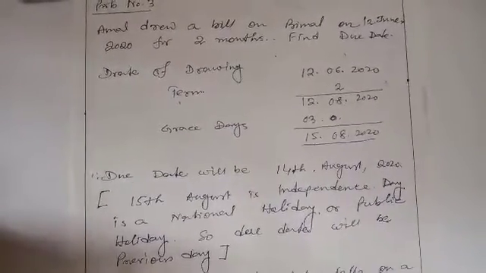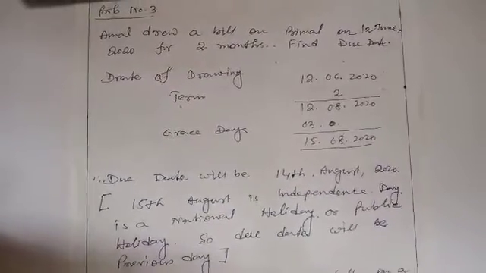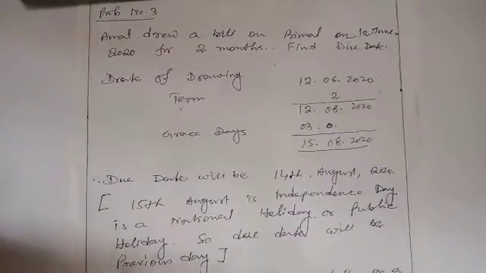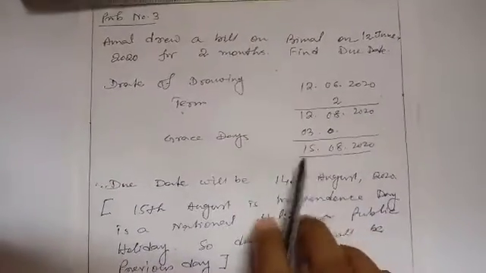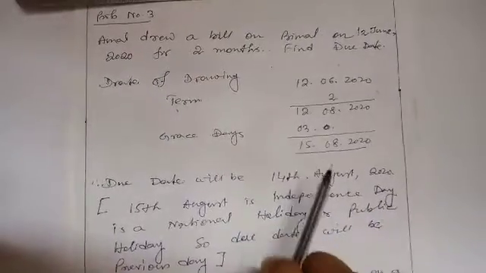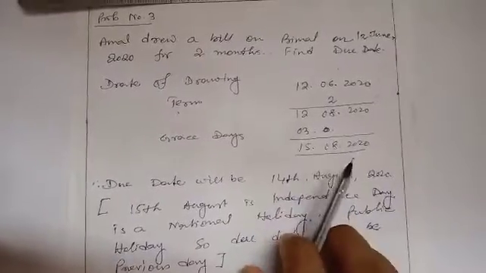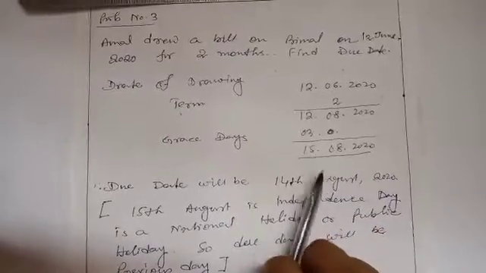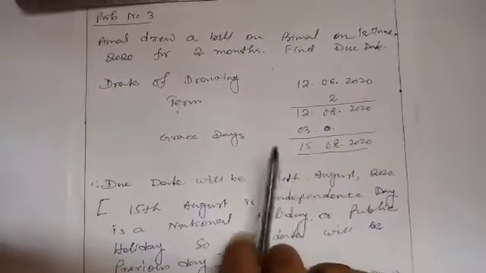But if there is no national holiday, but the government declares a holiday for some reason, then the next day will be the due date. Suppose 15 August is not a national holiday, and the government declares a strike or some reason, everything is closed. In this case, the 16th August will be the due date, not the 14th August.